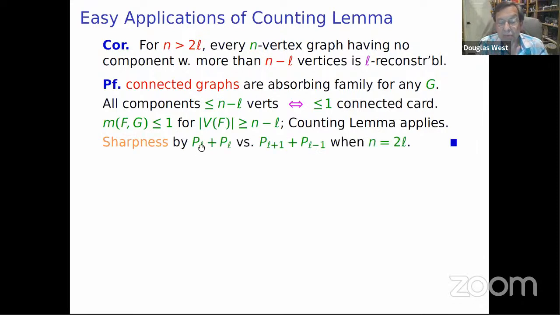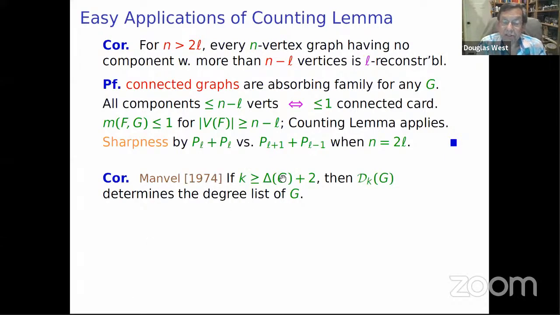The result is sharp because if you take the path with L vertices, take two copies of it and compare it with this graph, well, again, the result that I told you about on maximum degree two says that these two graphs have the same L deck. And so therefore this graph is not L-reconstructible even though the number of vertices is equal to 2L and the components have n minus L vertices.